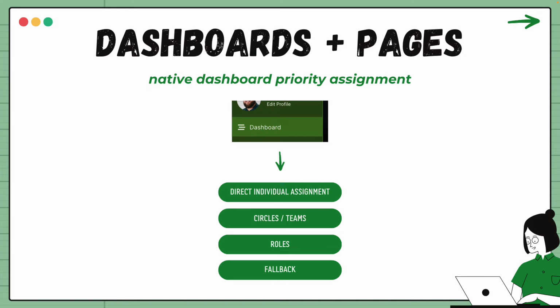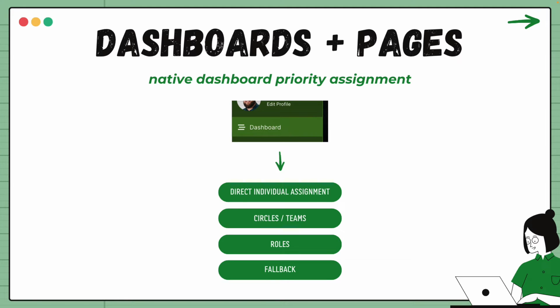If there's no direct assignment for Betty, then we'll look to see if there are any dashboards assigned to circles that Betty is a part of. If there's none of that, the platform will then look to see if there are any dashboards assigned specifically to the role that Betty has, client, prospect, whatever that is. If none of that is found, then Betty will go to the fallback dashboard, and that's why the fallback exists. So if there are no other assignments, fallback is where they will land. This means that every user will land on a dashboard. Which dashboard is determined by the priority logic that you see here.